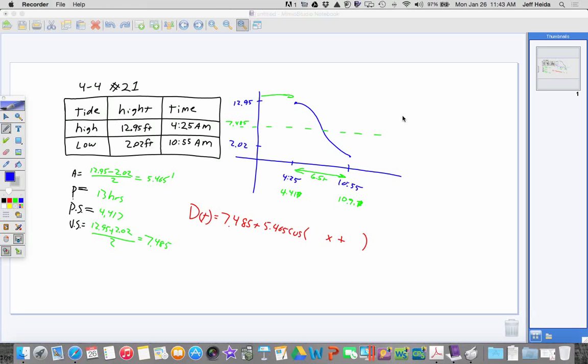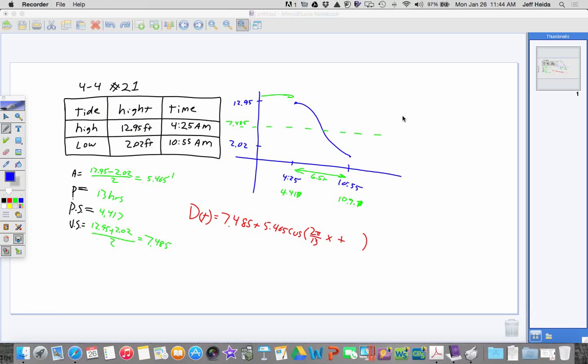If we know the period, how do we find b? That 13 equals 2 pi over b, or b equals 2 pi over 13. So I'm just going to put 2 pi over 13 because I don't want to simplify that in my calculator.